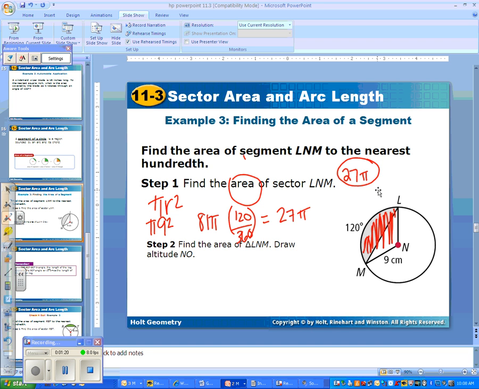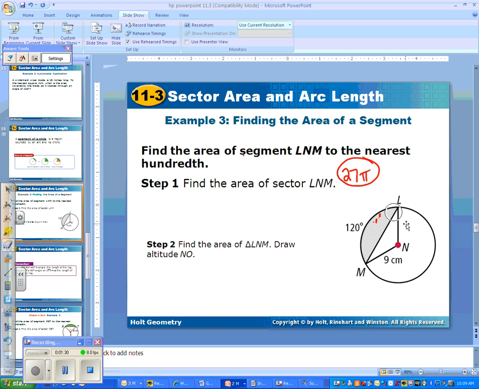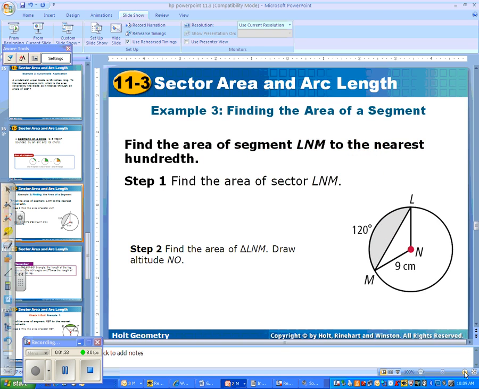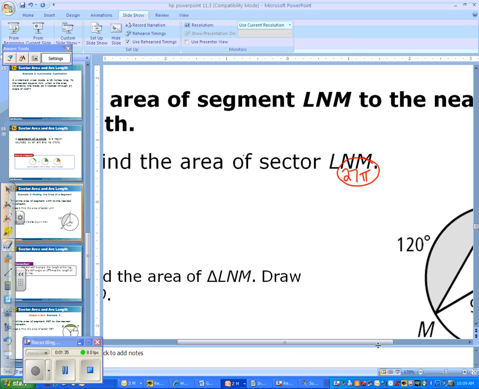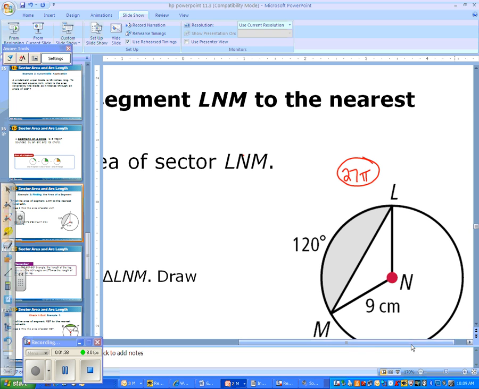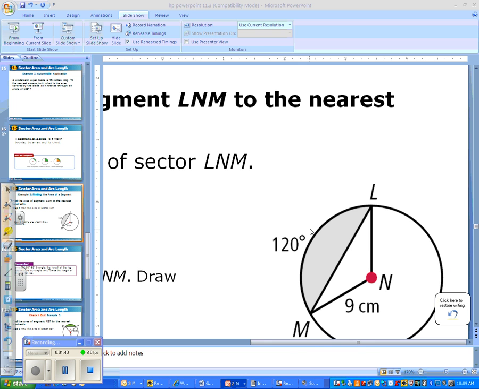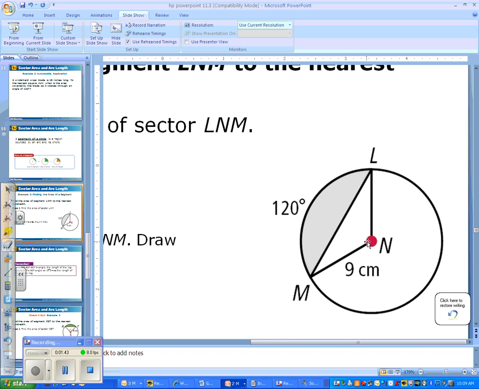Okay, I'm going to erase this because we're going to need a lot of room for the second part. The second step is the most difficult part because we're talking about special right triangles. I'm going to zoom in so you can see what I'm talking about here. Okay, the second thing, we want to find out the area of this triangle so that we can subtract it from our whole area, the area of the circle. So trying to find the area of this triangle, we know that if this arc measures 120 degrees, then this angle is 120 degrees.